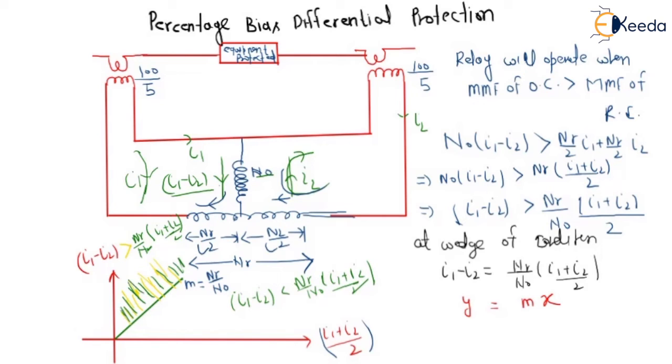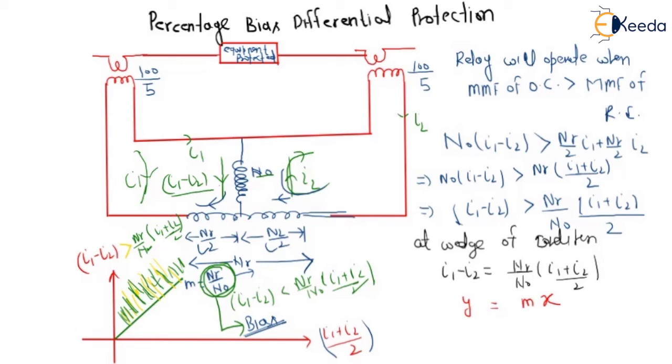We can change this operating zone by changing the value of this slope. You can see clearly that we can change the operating zone by changing this NR upon N naught, meaning we can give the bias according to ourselves, so that we can operate if any kind of fault happens. This NR upon N naught is the bias, and that is why this relay is also called percentage bias differential protection.